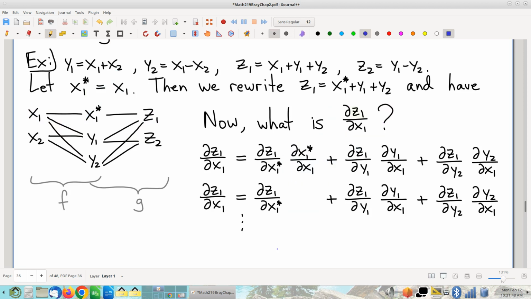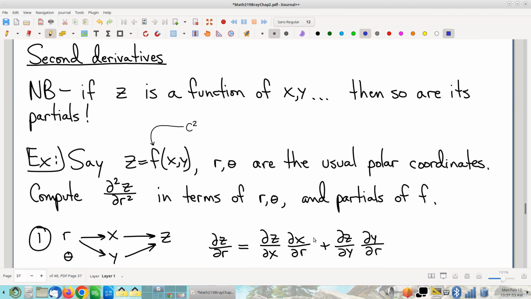All right, moving along. Okay, so second derivatives with the chain rule. Again, not really that deep of an observation, but if you have a function of x and y, when you take its partials, they are still functions of x and y, so you can talk about their partials, right? Same idea that we saw from higher order partials when we first talked about them. So now let's see, how does that affect our use of the chain rule?